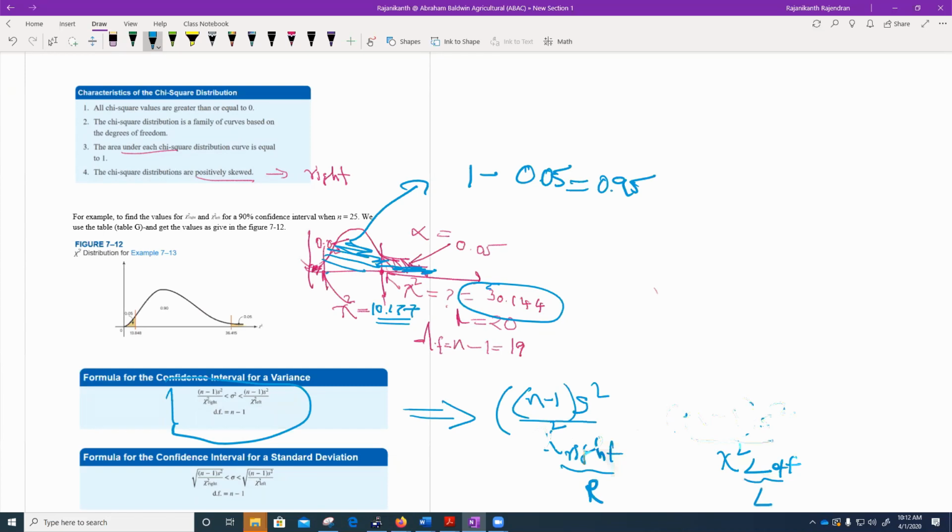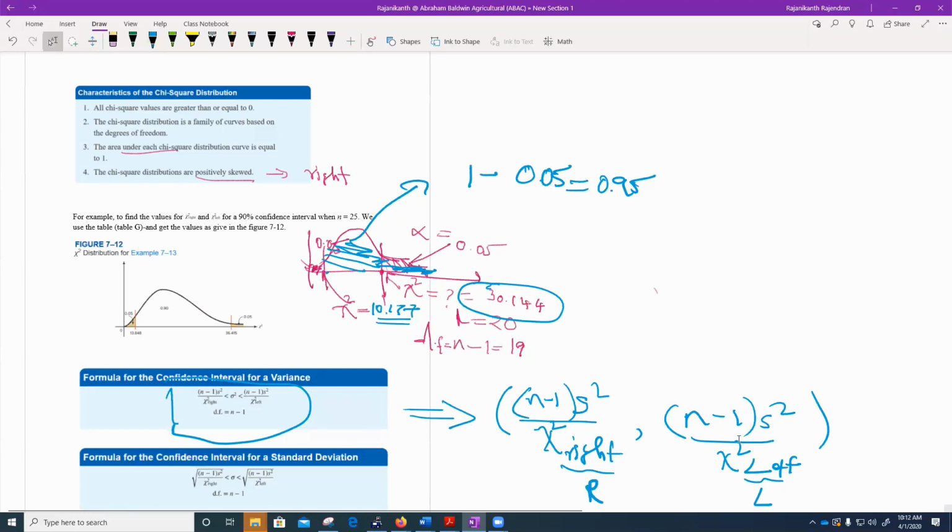Okay, so now this is my right side point, right? So this is the way to remember. You see, for both points, the numerators are the same: n minus 1 times little s squared. But the denominators, you have to switch the values. If you want to find the left point, put in the right chi-squared value. If you want to find the right point, plug in the left chi-squared value.